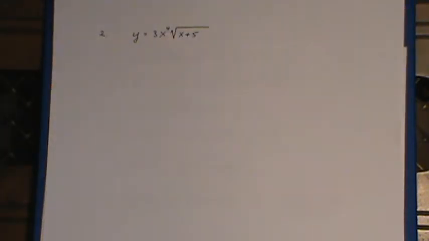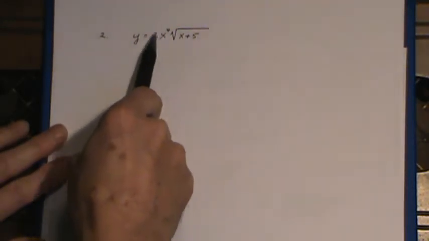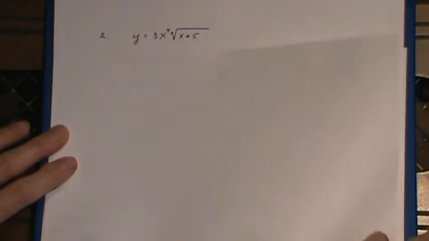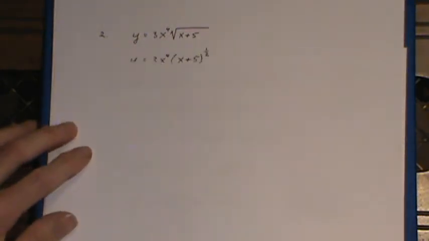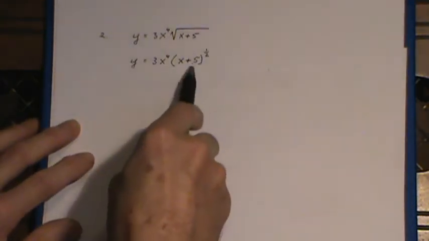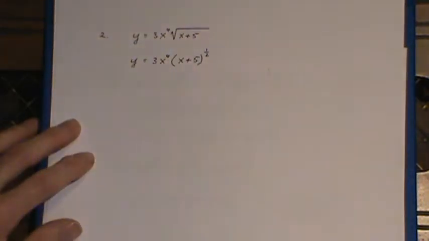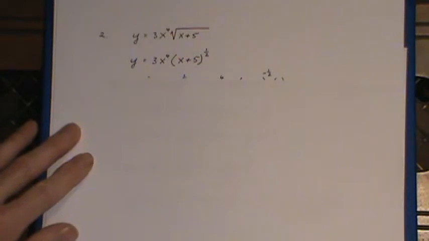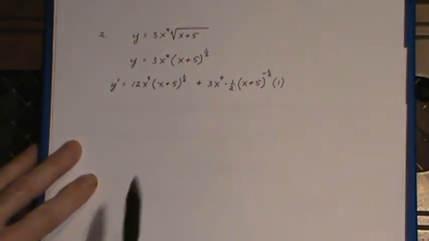Now here's an example of that right here. Again, this is the product rule because it's 3x to the fourth, that's the first term, times the square root of x plus 5. Now I'm going to rewrite that. I want it to the half rather than using a root sign, so I can use my power rule on this. Once again, it's the derivative of the first.